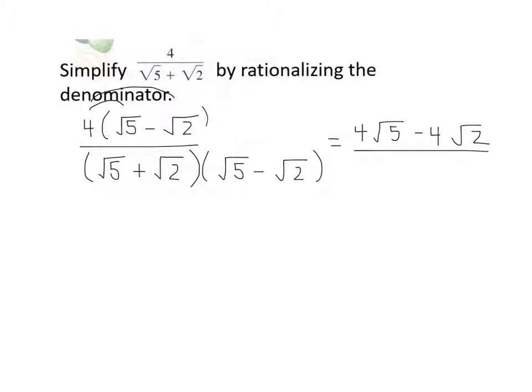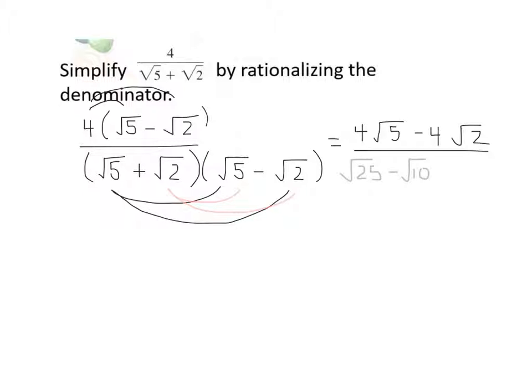On the bottom, I have 2 paper boys. So paper boy 1 has to deliver papers to household 1 and to household 2. And then paper boy 2 has to deliver papers to household 1 and to household 2. So square root 5 times square root 5 is square root 25. Paper boy 1 delivers to household 2, and I get minus square root 5 times square root 2, which is square root 10.